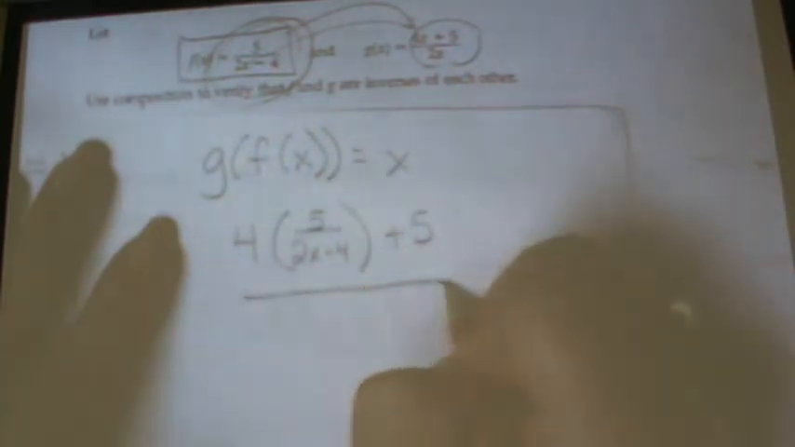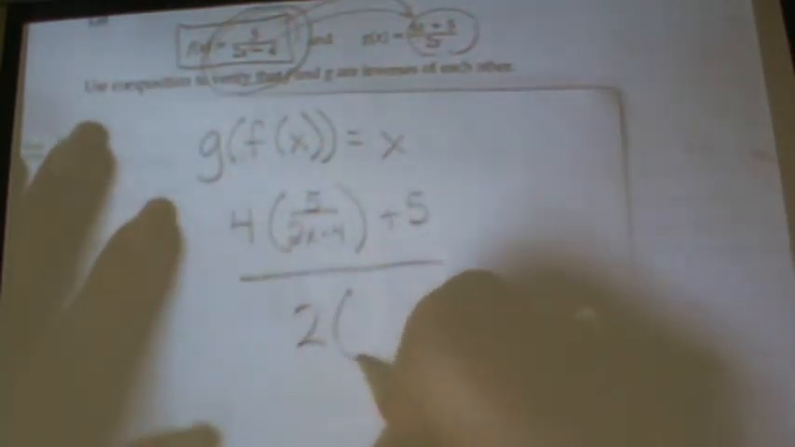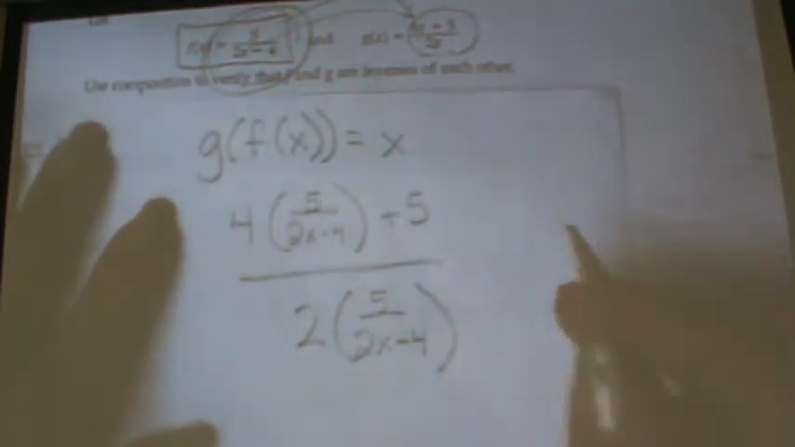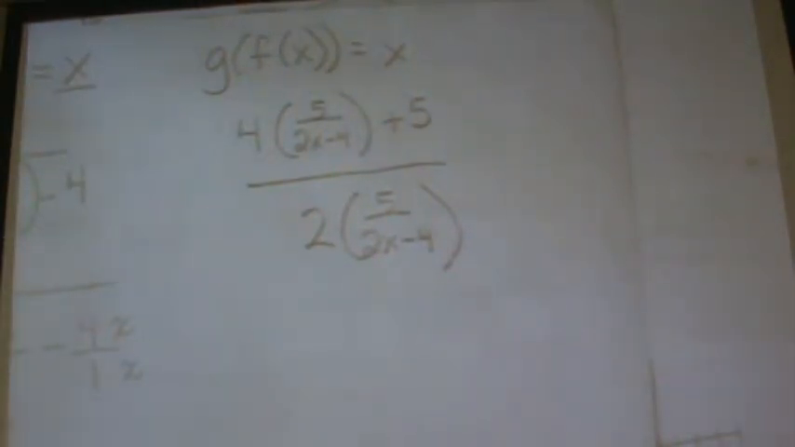How do you do g of f of x? What are you going to do right now? You plug in the f. This is going to go in for x, here and here. So you have 4 times what? Plus 5 over 2, times 5 over 2x minus 4, right? Okay, now let's see. Do those cancel out right away? Not right away.